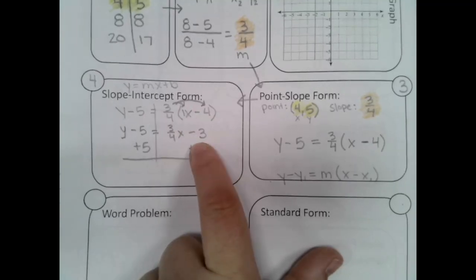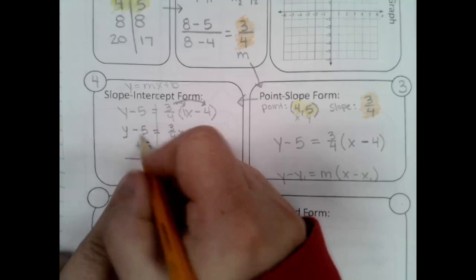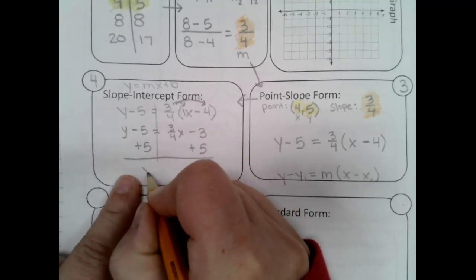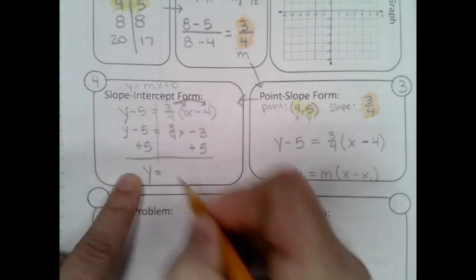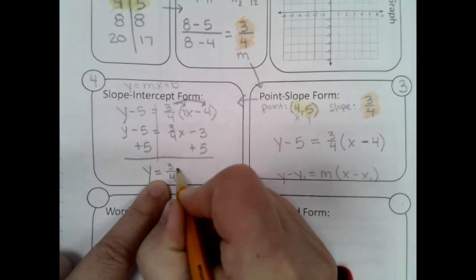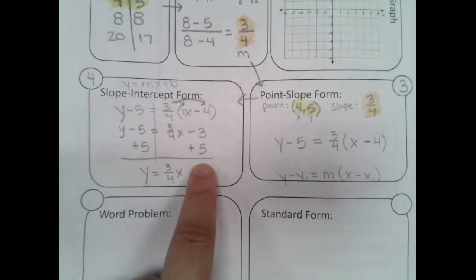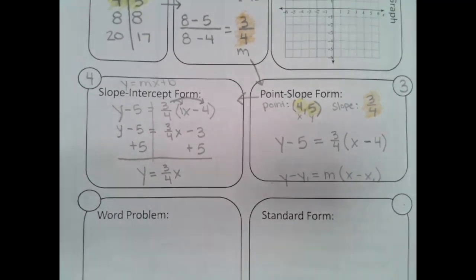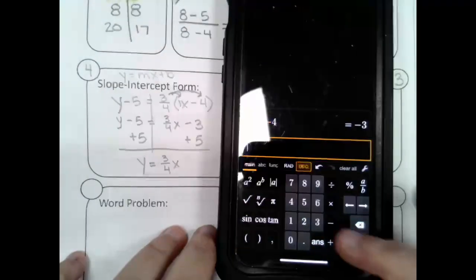All right, so now we get the 5s are gone. We're left with y equals 3/4 x. Nothing's changing with that. And then we need -3 plus 5. Positive, yep, so +2.